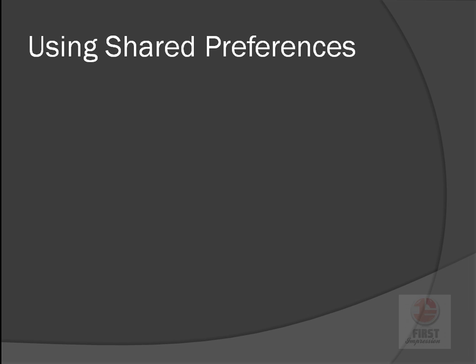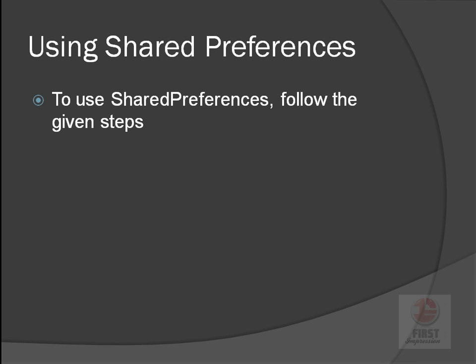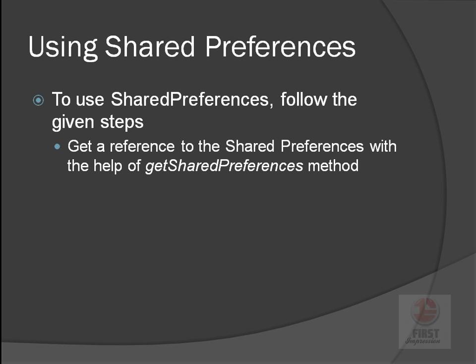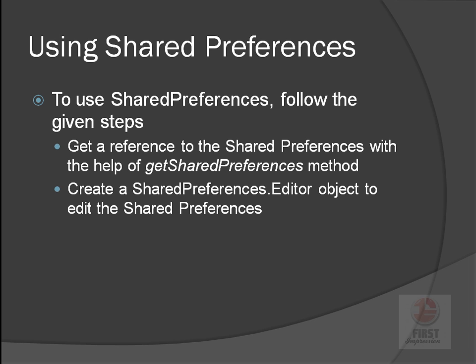Let's start using shared preferences. To use shared preferences, we have to follow the given steps. Step 1 is to get the reference of the shared preferences with the help of the getSharedPreferences method. As you call this method, you will be able to get the reference of the shared preferences. Once you get the reference, to edit the shared preferences, you have to use SharedPreferences.Editor.